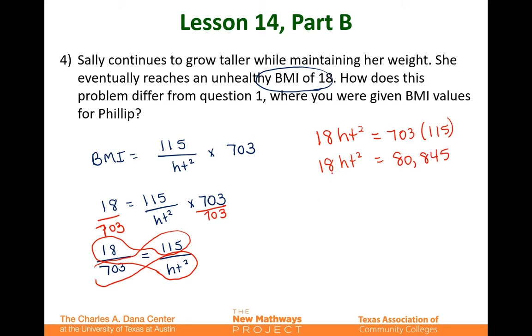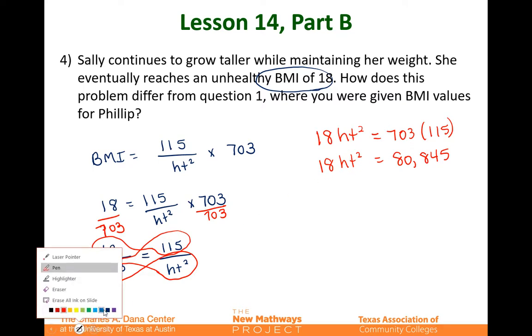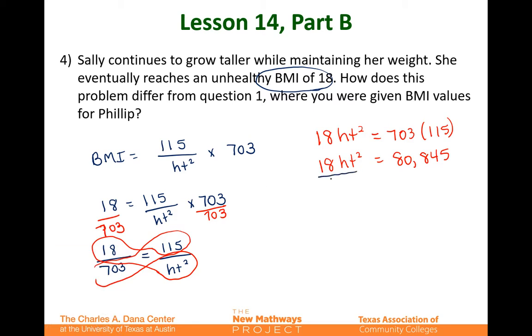I am trying to get the height alone. So I'll change color so you can see the change. Let's divide by 18 because we're trying to solve for height. I will get height squared equals 80,845 divided by 18, 4,491.4. I want her height, so take a square root.